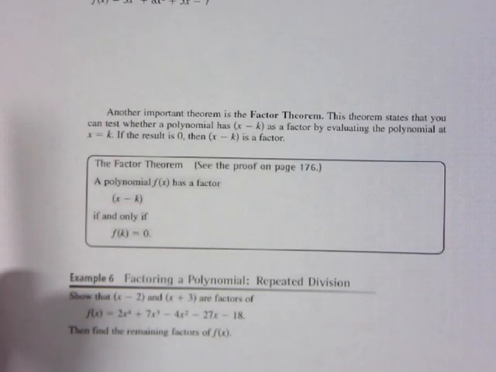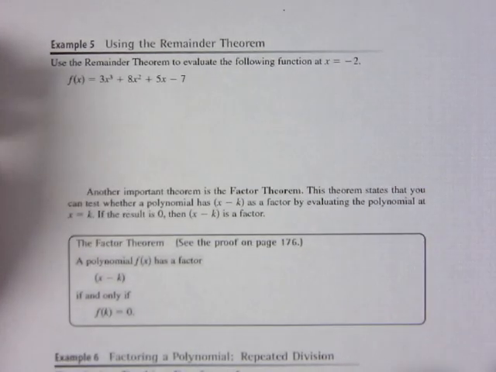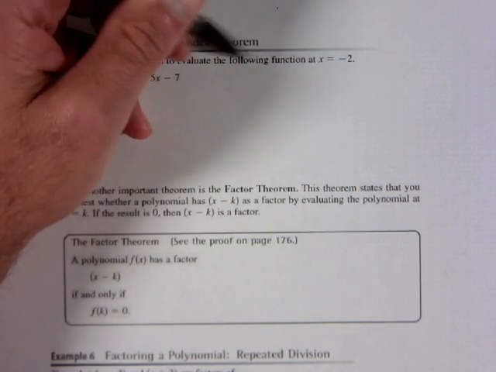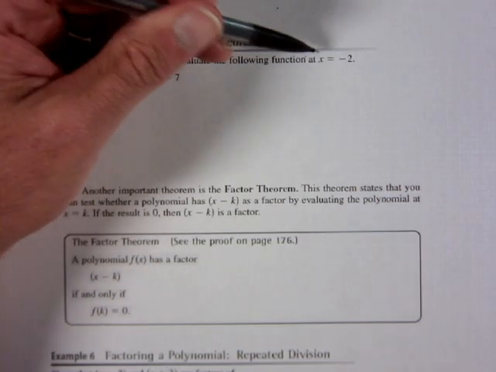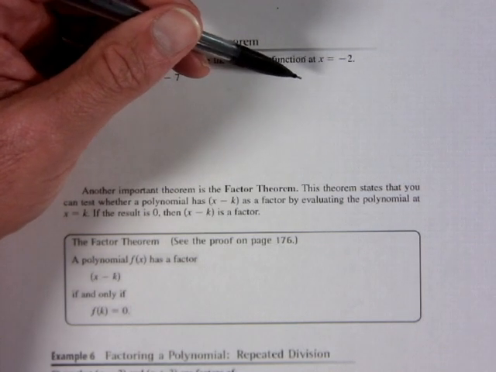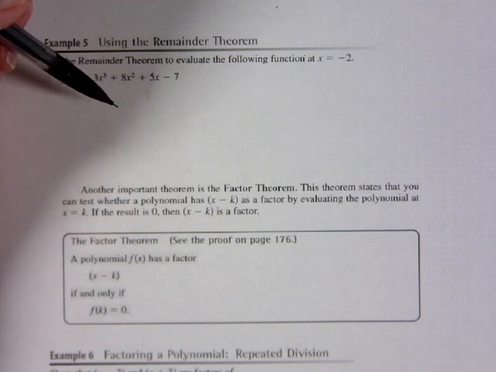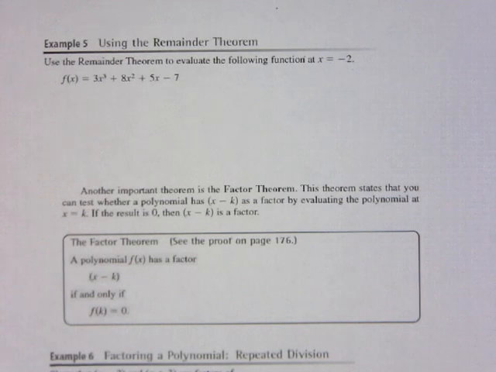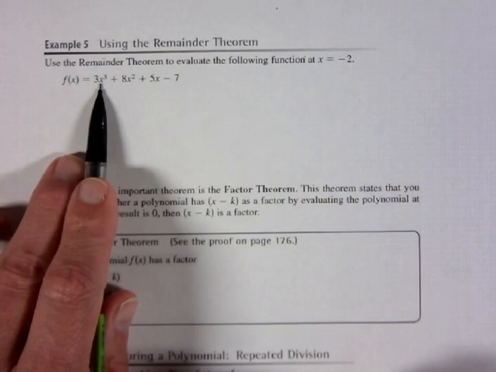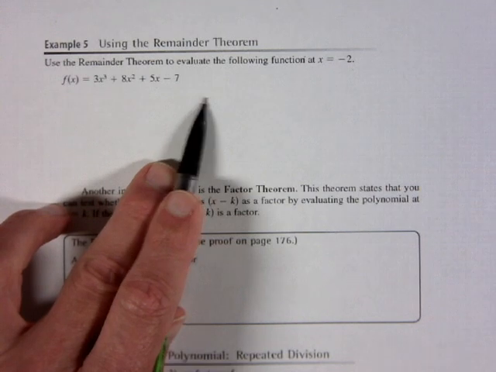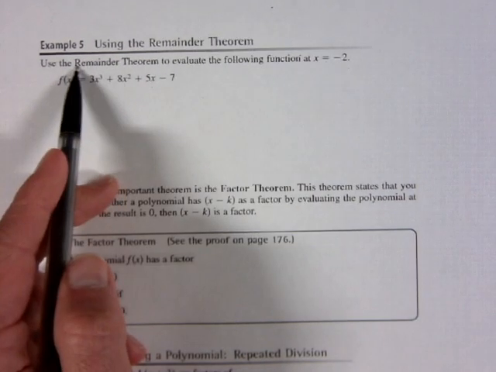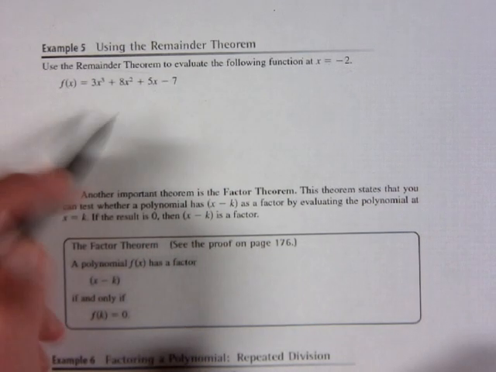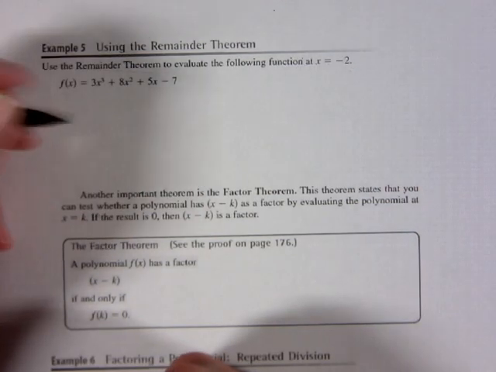On the back side of it now, there is a problem using the remainder theorem, and it says use the remainder theorem to evaluate the following function at x equals negative 2. Well, if we wanted to evaluate it at x equals negative 2, then the old way is to plug negative 2 in here and see what we get. But if we're using the remainder theorem to do it, we need to divide this out and then see what the remainder is. So we can do it with synthetic division.